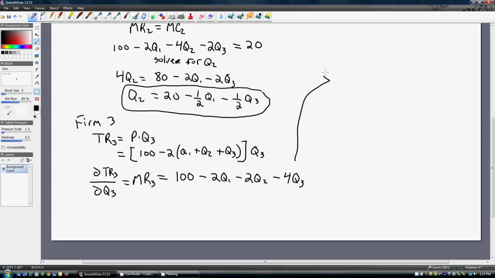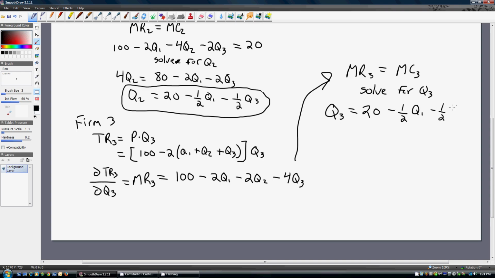Next, and maybe I'll go over here, setting the marginal revenue of firm 3 equal to the marginal cost of firm 3. We're going to solve for Q3 after we set both of those equations equal to one another. And again, in the interest of time, I won't show the math. It's very similar to what we just did for firm 1 and firm 2. You'll get the following result. Firm 3's reaction function.